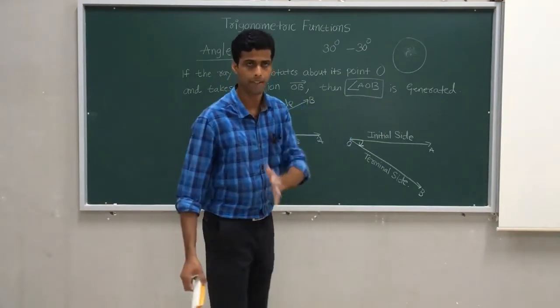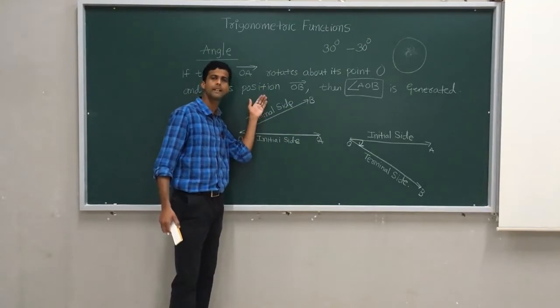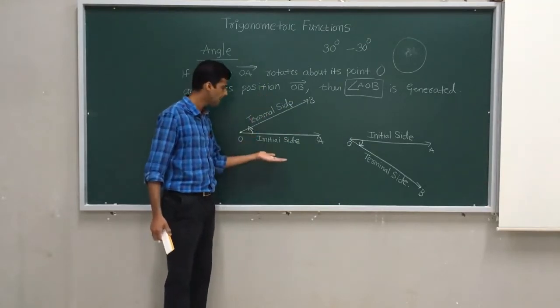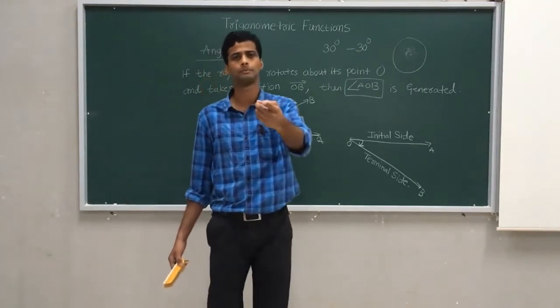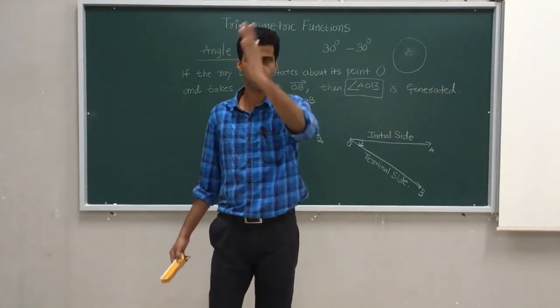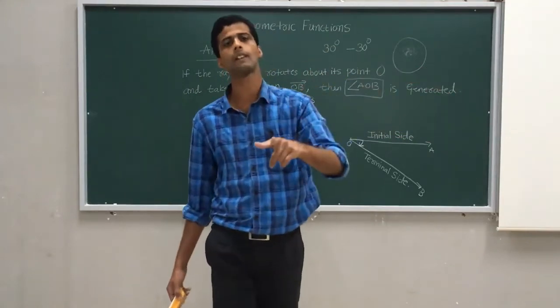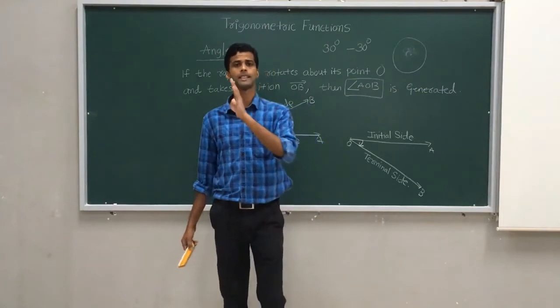Understood? Therefore, if the initial side meets the terminal side by rotating in an anti-clockwise direction, the angle is said to be positive. For anti-clockwise, the angle is positive. For clockwise direction, the angle is always negative. That is about positive angle as well as negative angle.